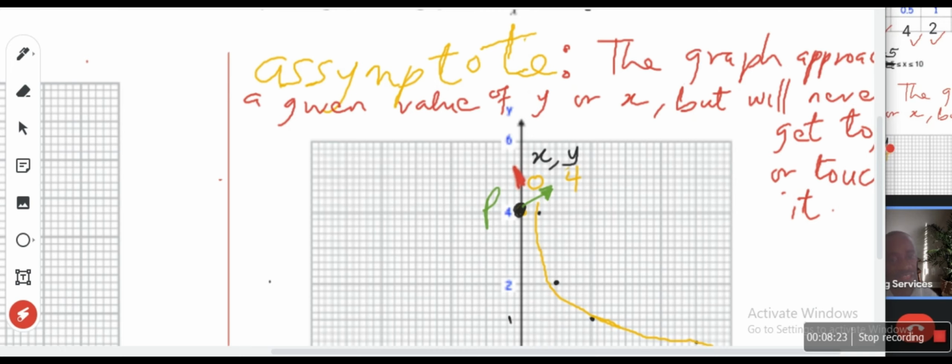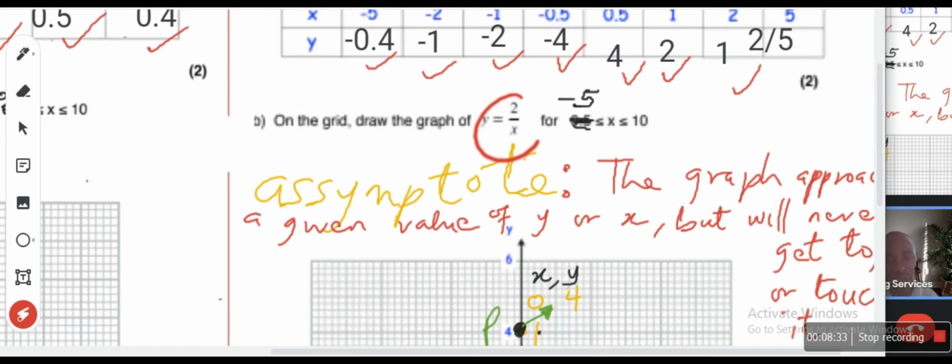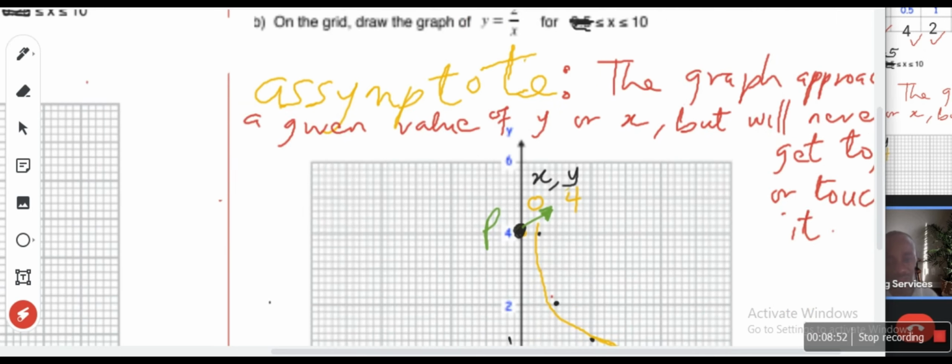Because at the intercept, if it ever touches it, that place will be where x is 0. For that to happen, it should have a value of y. I'm saying 2 over 0 should have a value, but it doesn't. Even your calculator says no value, it's a math error. It's infinity, it's undefined. And since it is undefined, it can never touch the y-axis. It will be coming close to it, but it will never touch it. We call that an asymptote.